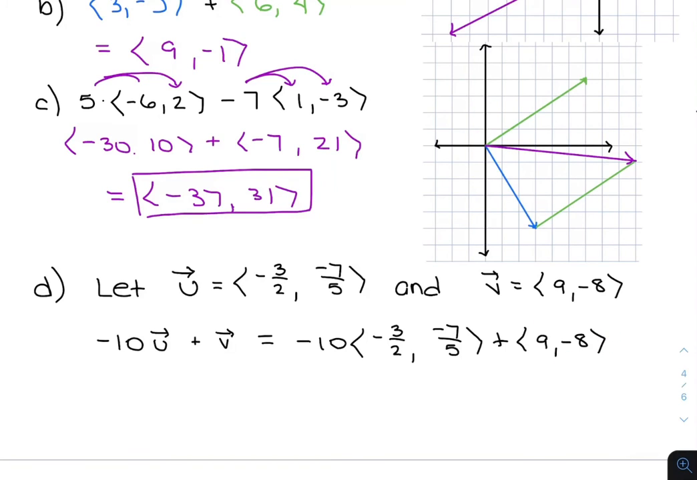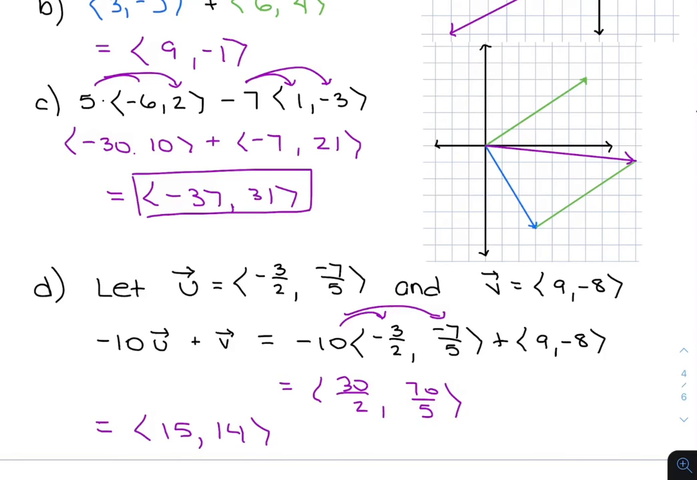So now we can just go ahead and distribute everything. So we can distribute -10 to -3/2. And remember, we're only multiplying the numerator. So -10 times -3, that is 30/2, comma, again, we're going to multiply -10 times -7, that is positive 70/5. And we can actually simplify this. We're going to have 30/2, that is 15. And 70 divided by 5 is 14.